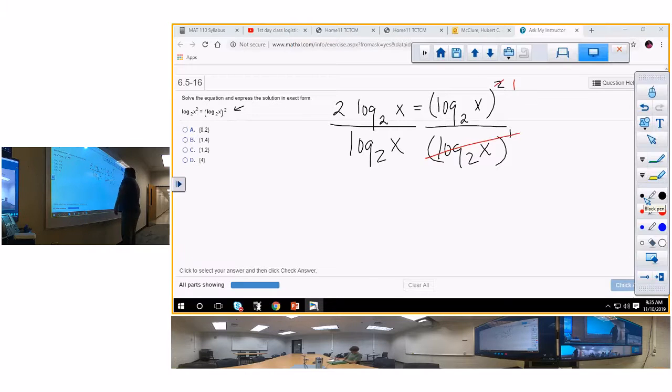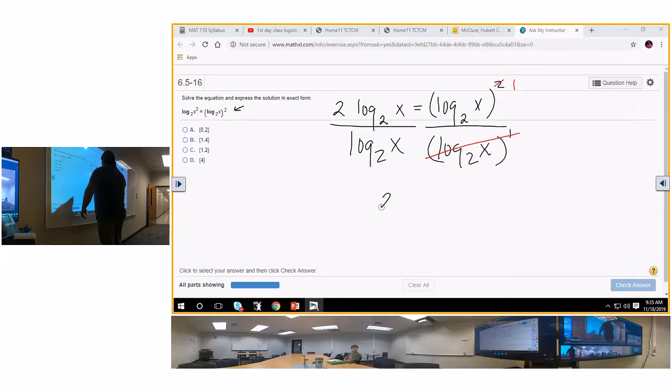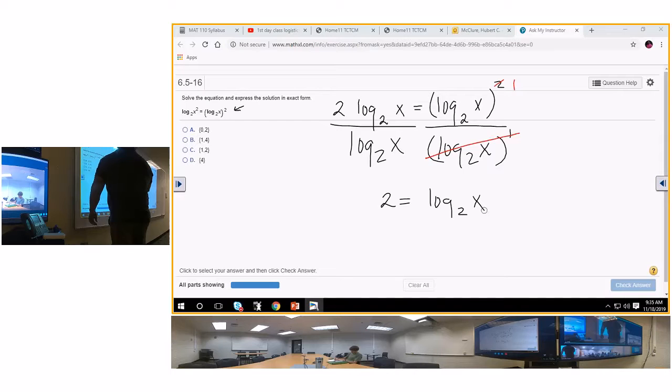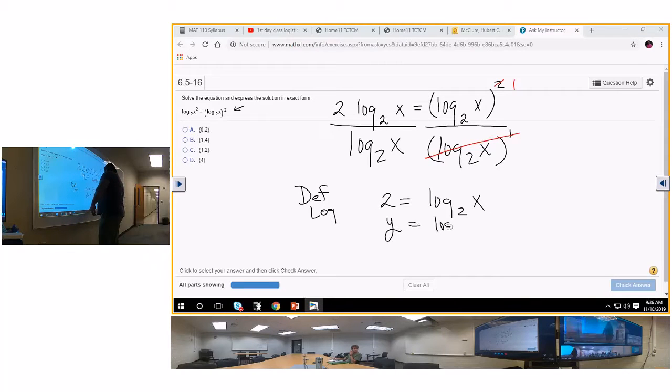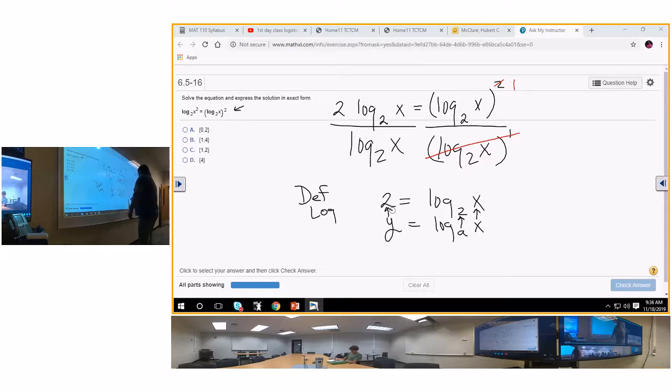And now you're cooking with peanut oil. Oil is equal to log base 2 of x. Now what do we have? We have the definition of log. Y is equal to log base A of x. Draw your arrows, and you get A to the y is equal to x. What's A? 2 to the second is equal to, hold on, I'll do that for you, 4.